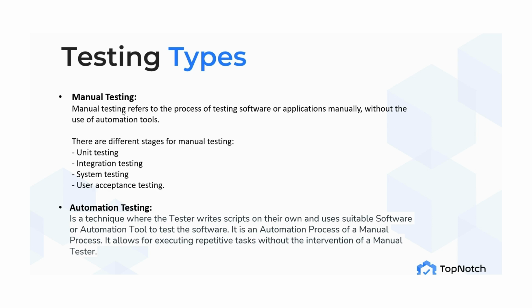Manual testing refers to the process of testing software or an application manually without using any automation tool. So as a quality team or as a quality engineer, you should test the application manually. You should test data, functionality, design, and performance of the application manually without using any automation tool.